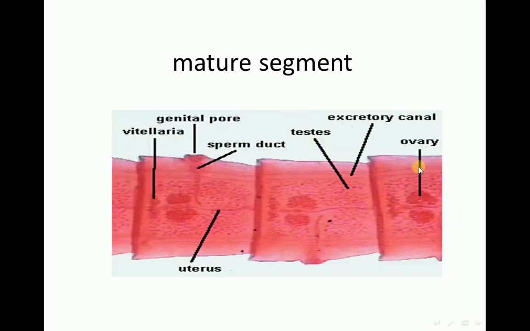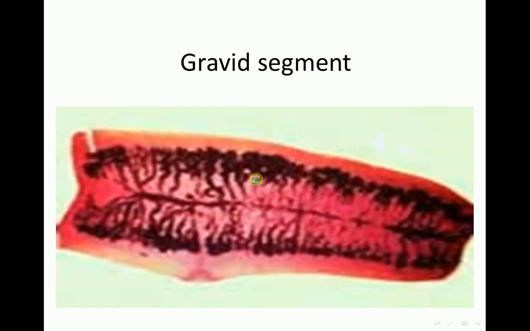Mature segment, each one contains a complete set of male and female genital organs. These small dots are testes, while this structure is the ovary, uterus, and common genital pore. Gravid segment contains about 15 to 20 primary branches of uterus.